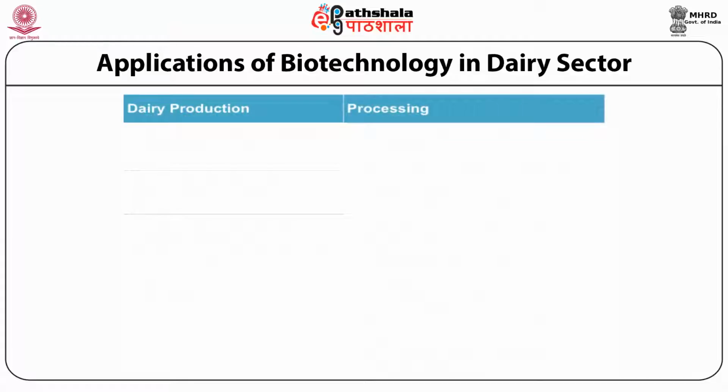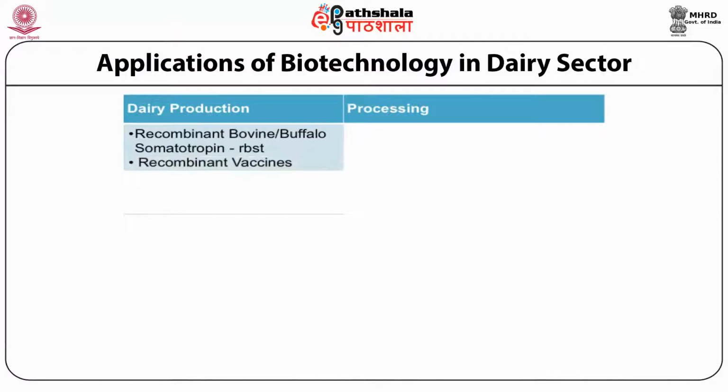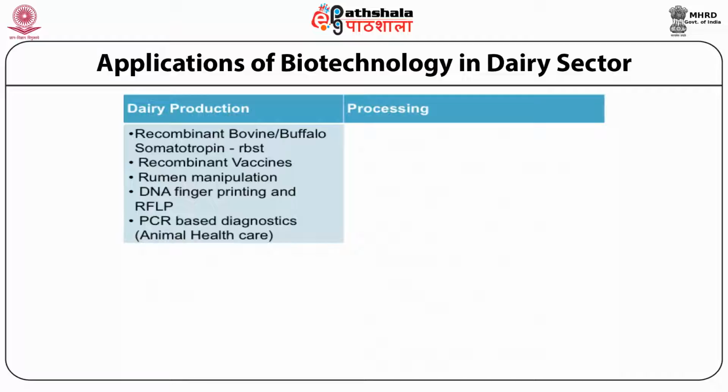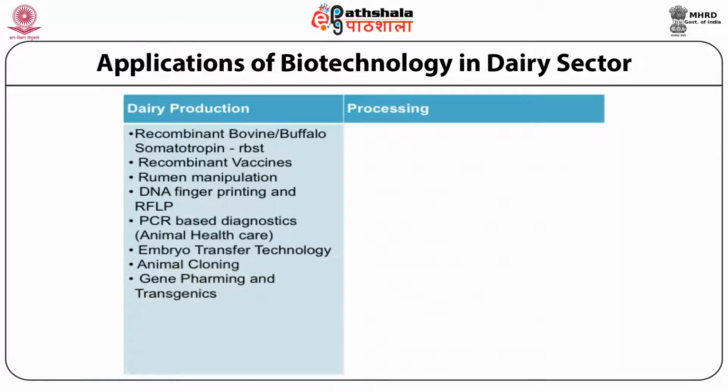Under dairy production, the applications include recombinant bovine and buffalo somatotropin, recombinant vaccines, rumen manipulation, DNA fingerprinting, and RFLP, PCR-based diagnostics, especially in animal healthcare, embryo transfer technology, animal cloning, gene farming, and transgenics.